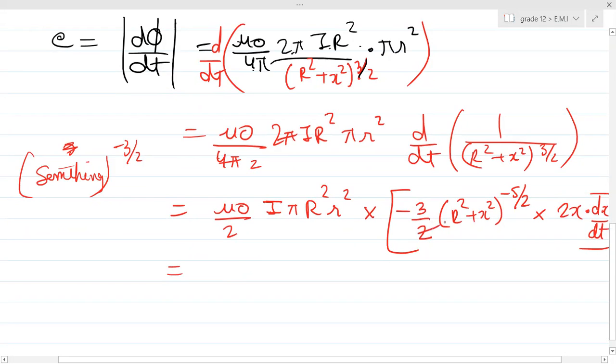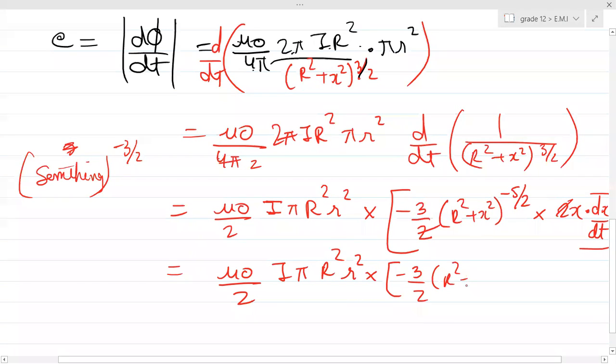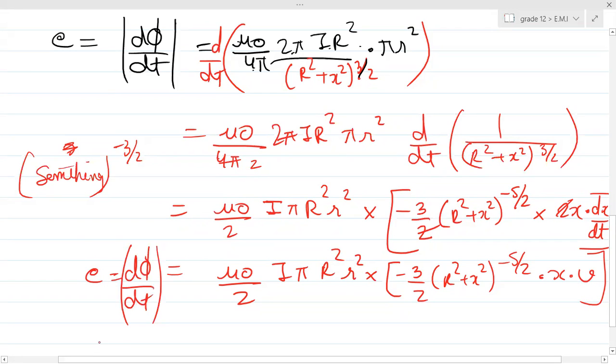Yes or no, guys? This 2 and this 2 will get cancelled out with each other, and the final answer will be mu naught by 2 into I by r square into mod r square into minus 3 by 2 into r square plus x square to the power minus 5 by 2 into x. Is this clear, guys? This is the EMF. Okay, just the magnitude I wanted. So basically, this will be the EMF, right?